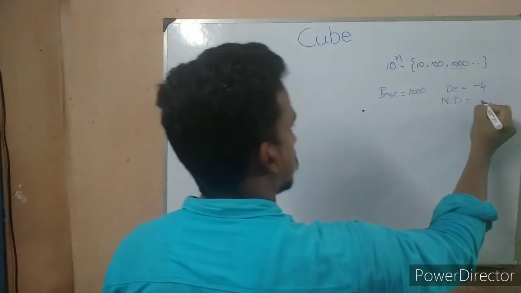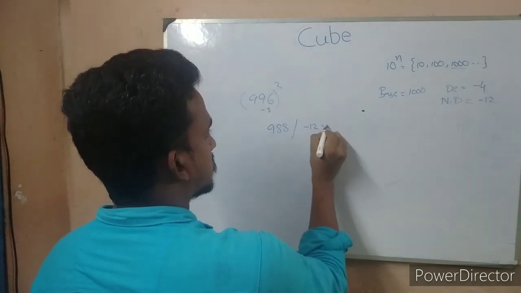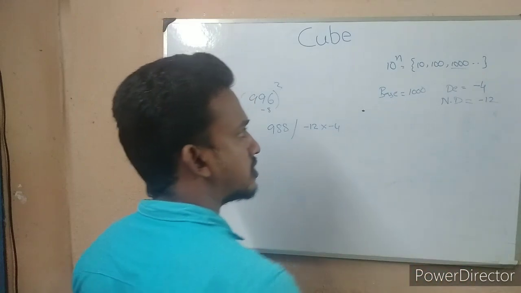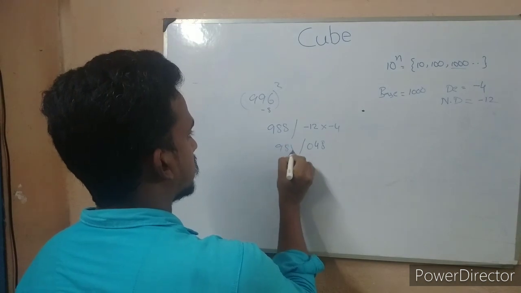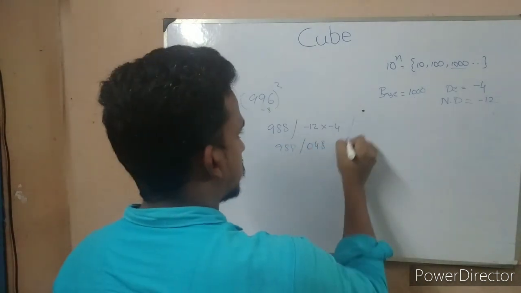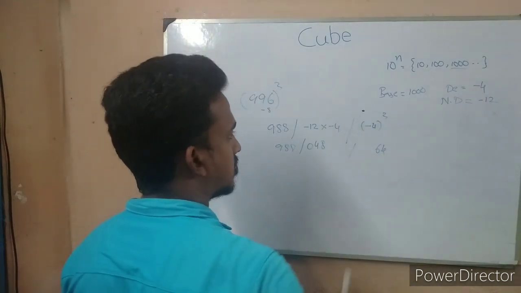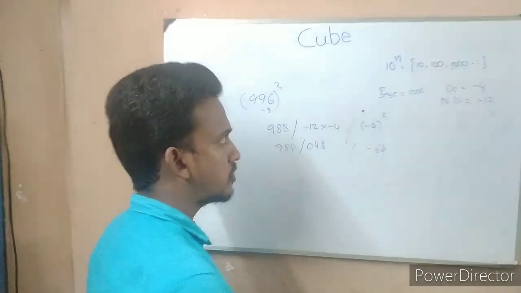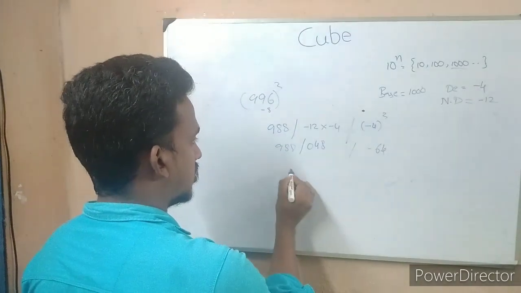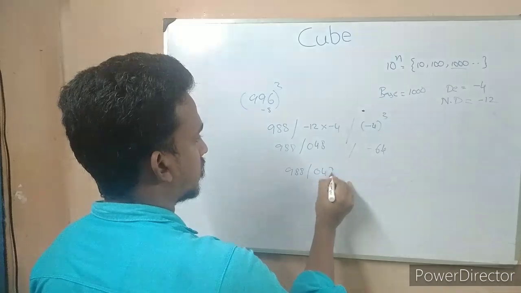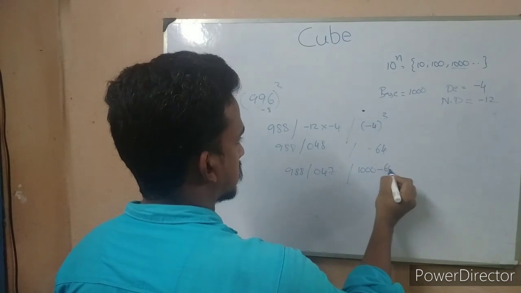So the new deficit is nothing but minus 12. I have to multiply this new deficit with the old deficit, which results in 48, plus 48. So 988, because every term should have 3 digits. The next step is that we need to cube this deficit, which results in minus 64. We shouldn't have a negative here, so to eliminate this negative term, we transfer one value. So 988,047. This one value is equal to the base, minus 64.